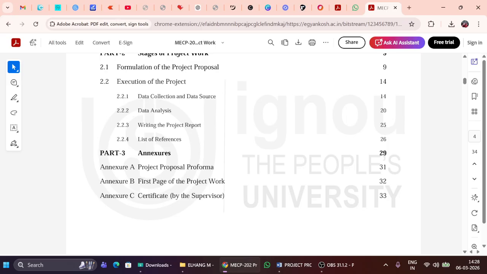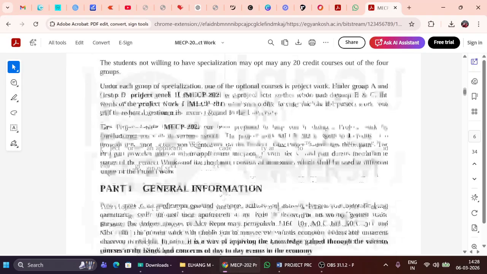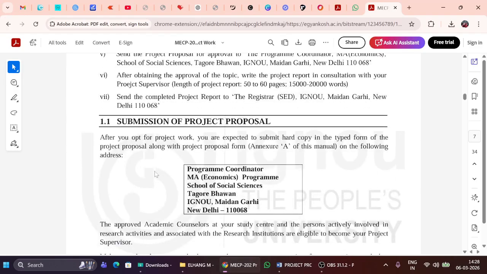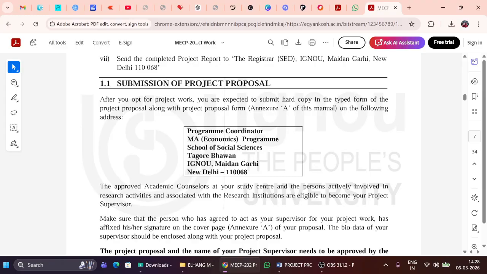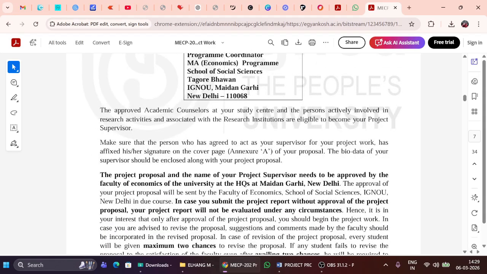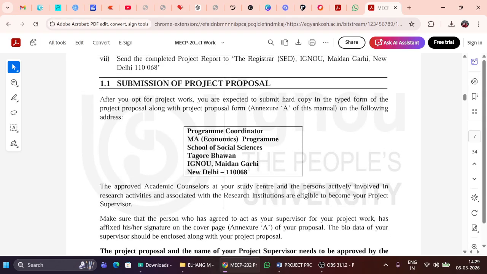Okay, now I'm gonna tell you the most important things from the guideline, and the first thing is 1.1 submission of project proposal. So this particular section is talking about where you can submit your project proposal. You can study it on your own because you just have to know about the address where you have to send the project proposal.